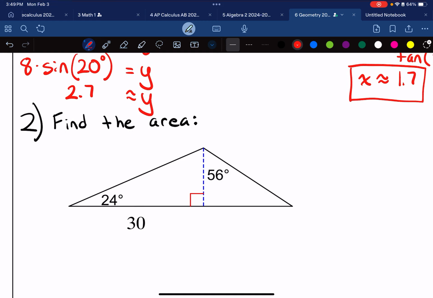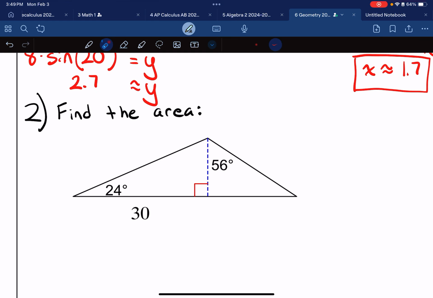In the second example, I'm not asked to find any particular length, but rather the area, which means I need to find this length and this length because I already have my base over here. So this will complete the base if I add it to 30, and then I'll find the height as well. Let's go ahead and label that x and y for now, or maybe that'll be confusing. Maybe I'll label this h for the height, and I'll label this b for the other base. Remember, b is not entirely the base. I'll have to add it to 30 at the very end.